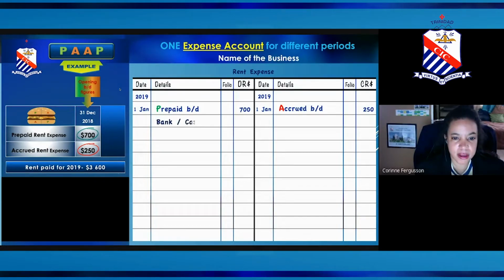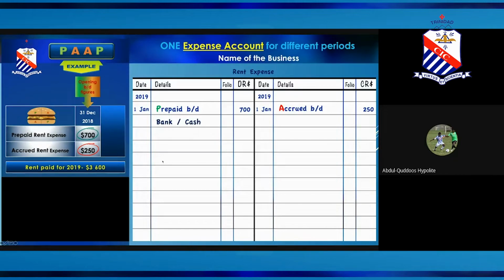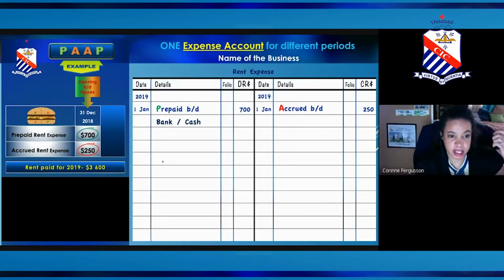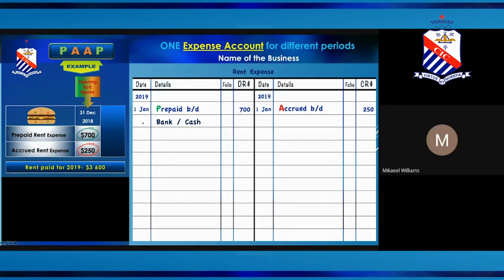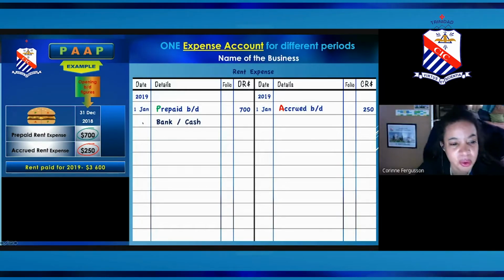And then in between, as we said, there's the bank or the cash. So you check and you would have seen that. Right, so they said rent paid for 2019, 3,600. Can anybody quickly tell me what dates they used or if they just left it blank? Miss, I leave it. I just put 2019. I leave it blank. 2019. You just put 2019? Yeah, miss. Okay, I didn't have a so specific date.